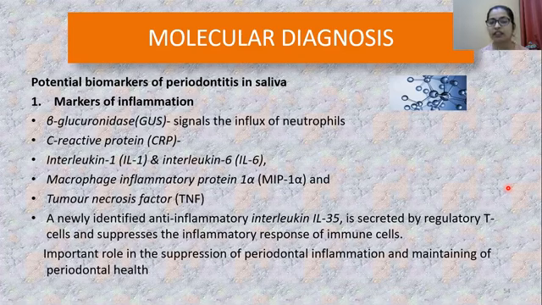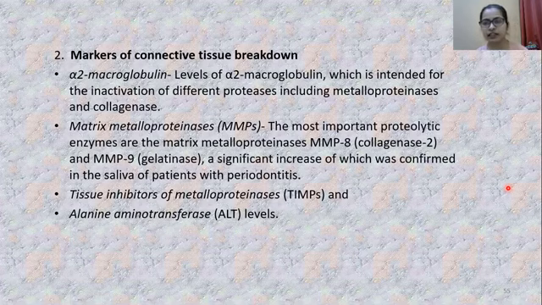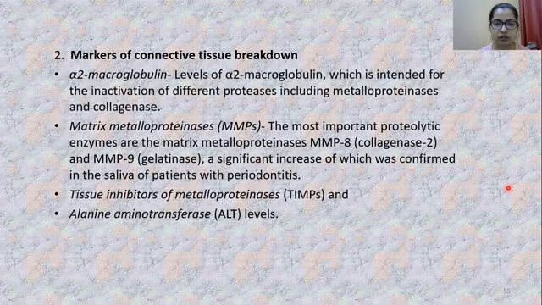Another one which is anti-inflammatory is interleukin 35, and its presence shows suppression of periodontal inflammation and maintenance of periodontal health. Next, we have markers of connective tissue breakdown. When these markers are present, it indicates that there is a breakdown of connective tissue at that area. Alpha 2 macroglobulin, then matrix metalloproteinases, their significant increase is confirmed in the saliva of patients with periodontitis. Tissue inhibitors of metalloproteinases and alanine aminotransferase levels.